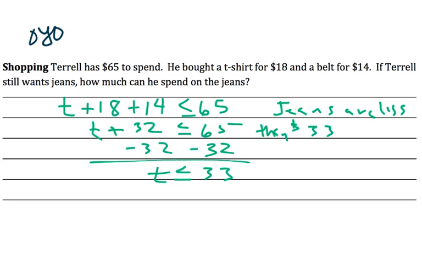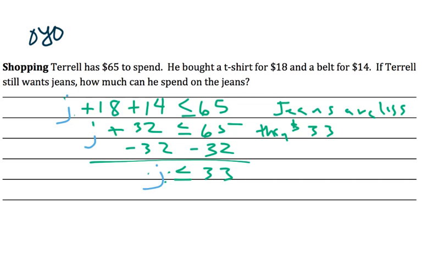So here's my answer. He's going to spend some money on jeans. I guess I should probably use a better variable than T, especially since I think I did that too quickly. So here's jeans. So the jean cost plus the 18 and 14, and then you combine like terms on the left, so that's all you can put together. And then you get jeans are less than $33.